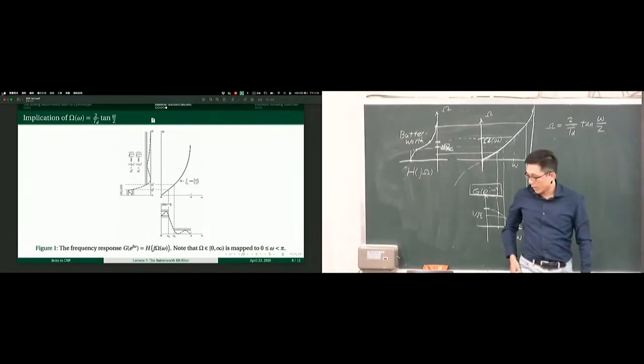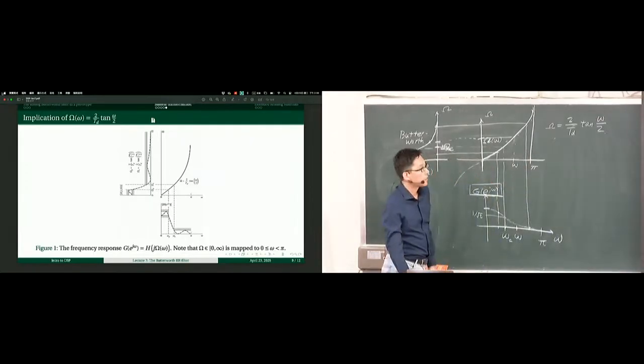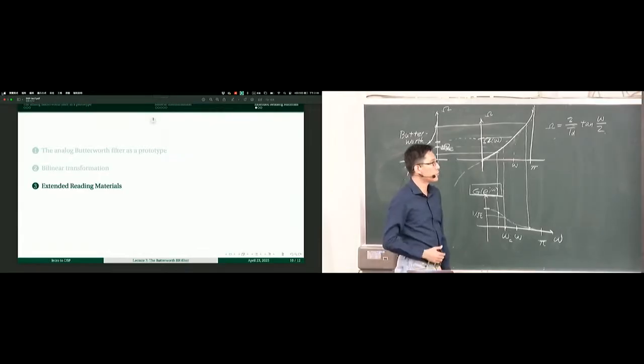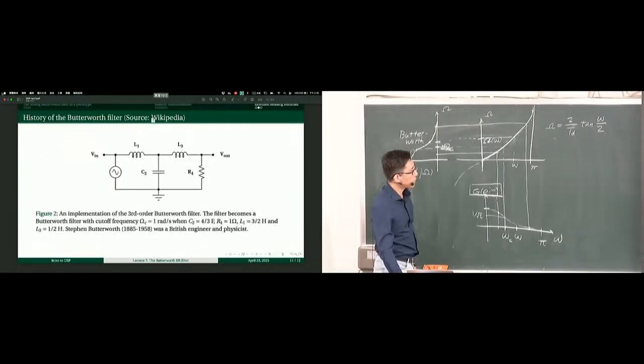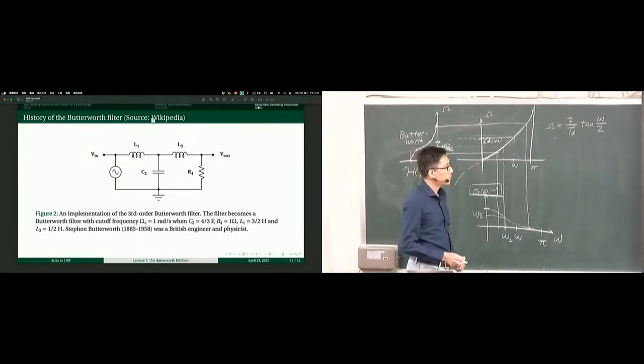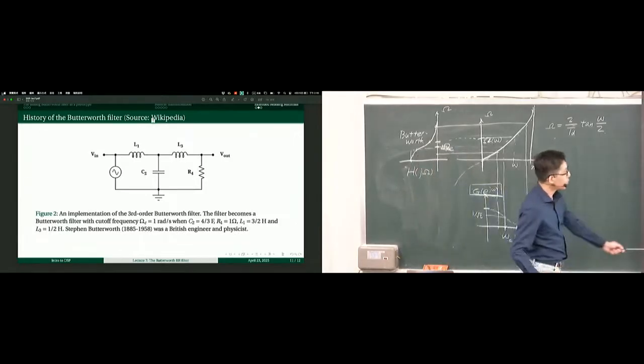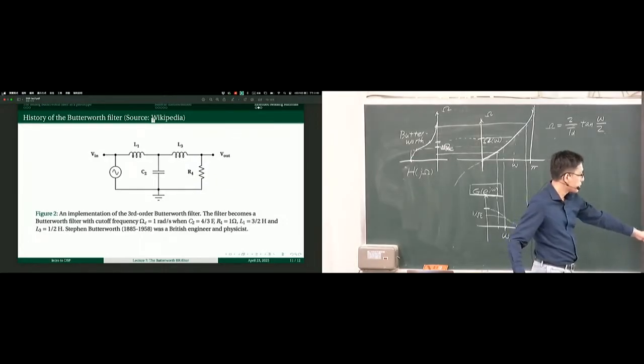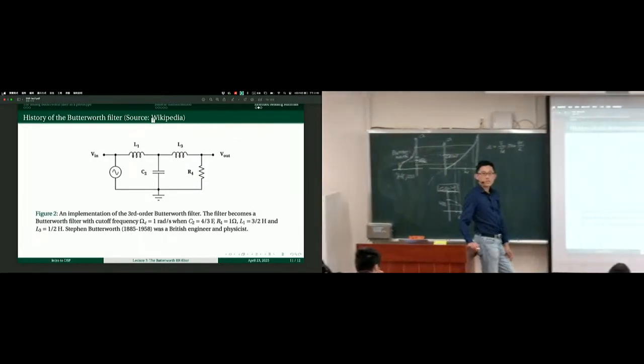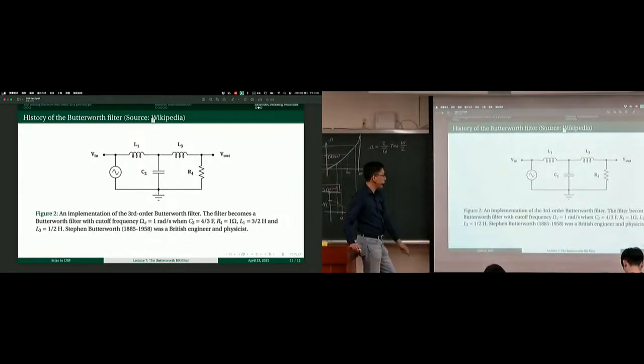Okay, so with that, I would like to provide you some extended reading materials. I didn't know it, but I did my homework. So the Butterworth filter historically was constructed really early. Butterworth, according to Wikipedia, was a British engineer and physicist, Stephen Butterworth.